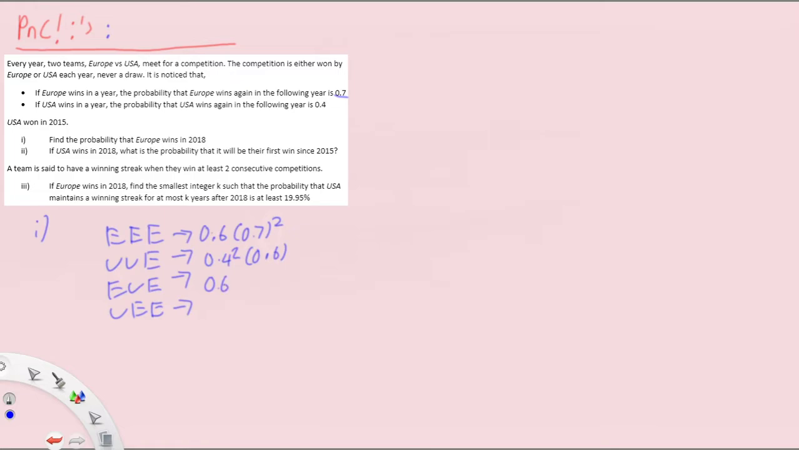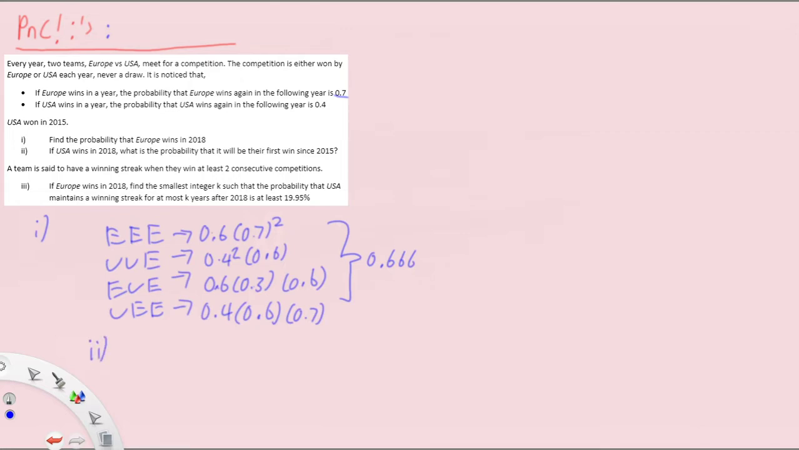USA winning after Europe is 0.3. Take note, because now USA wins after Europe, it will be 0.3, not 0.4. Europe winning after USA is back to 0.6. USA winning again after 2015 would be 0.4. Europe winning after USA has won is 0.6. Thereafter, Europe winning again will be 0.7. Altogether, you add them up together, it would be 0.666, a very nice number.